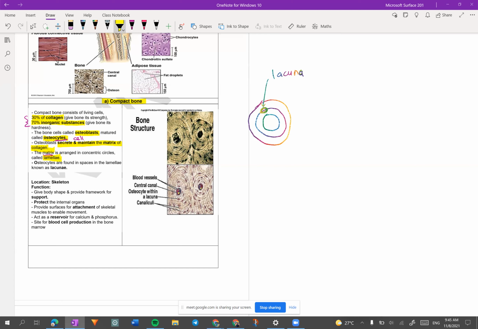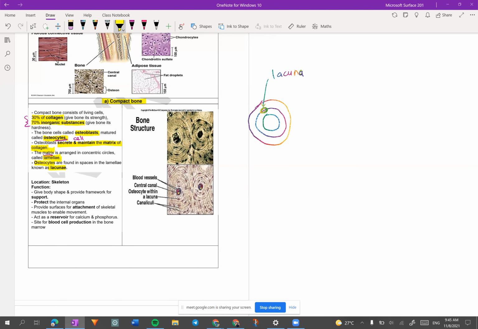So the cell's name is either osteocyte or osteoblast. Osteoblast when young, but when it has matured, it is called osteocyte. So here it tells you that osteocyte can be found in lacunae.